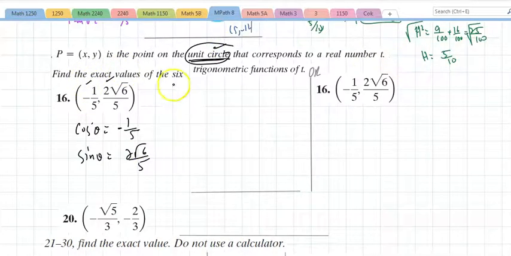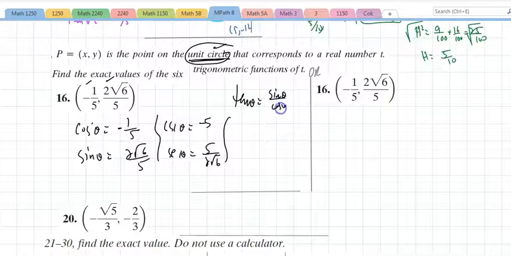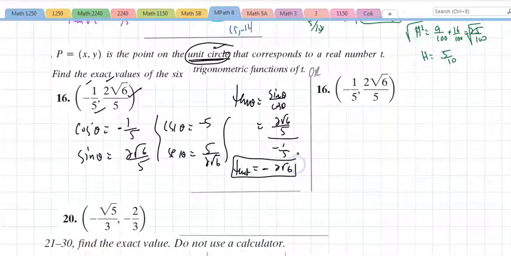Corresponding to the number t, find the exact value of the 6 trigonometric functions. Well, I could find those 2. Wouldn't you say cosecant of theta is negative 5? And secant of theta is 5 over 2 radical 6. You could rationalize. How do you find tangent? Wouldn't you say tangent of theta is the sine of theta over cosine of theta? Wouldn't that be the sine, which is the y, over the x? Wouldn't that be negative 2 radical 6? And of course you could find the cotangent by taking the reciprocal.